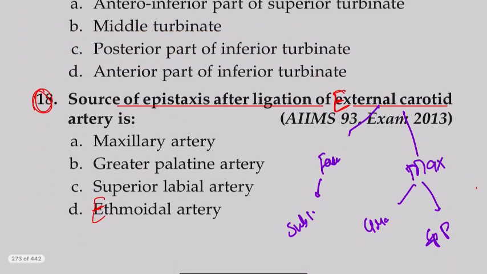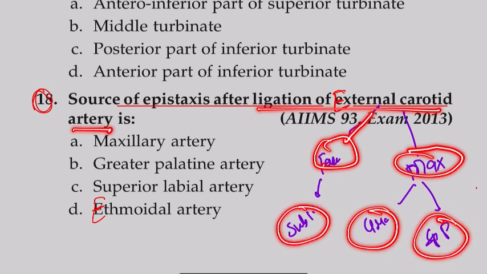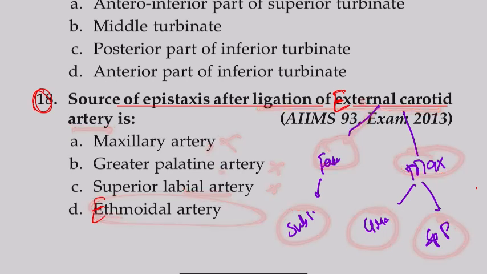What is the source of epistaxis after ligation of the external carotid artery? We know the external carotid artery has branches: facial artery and maxillary artery. The maxillary artery has greater palatine and sphenopalatine, and the facial has the superior labial. After external carotid ligation, will the maxillary artery be there? No. Greater palatine? No. Superior labial artery? No. The ethmoidal artery will be the source of bleeding.